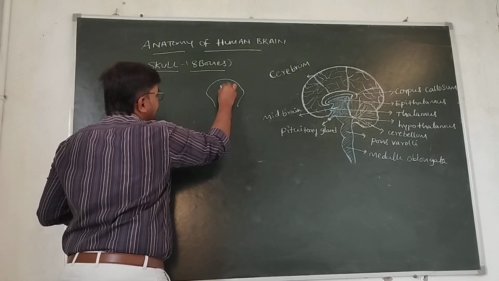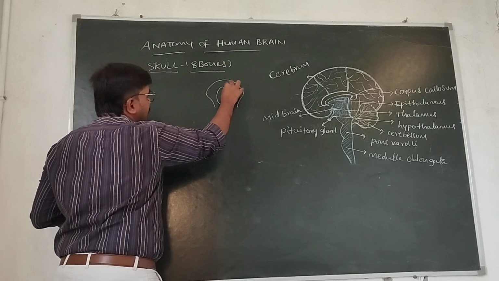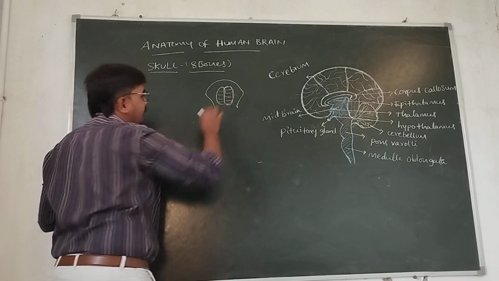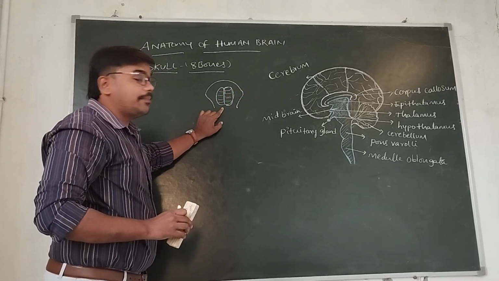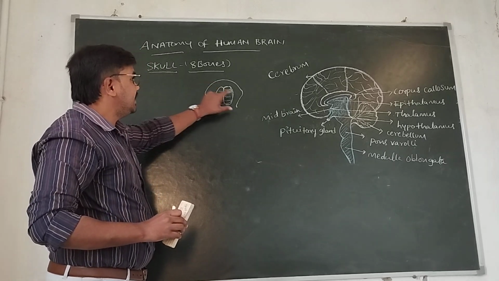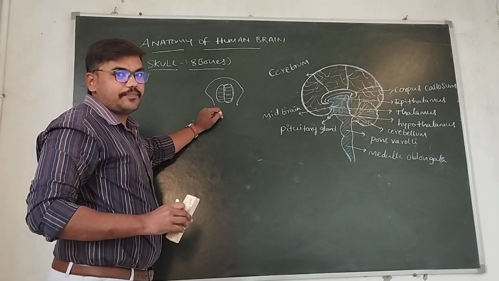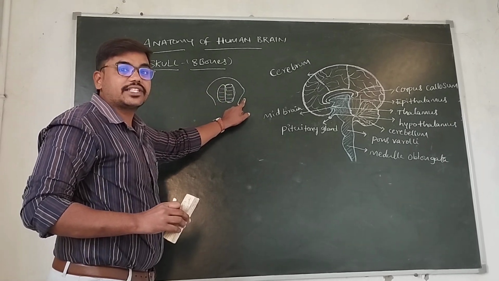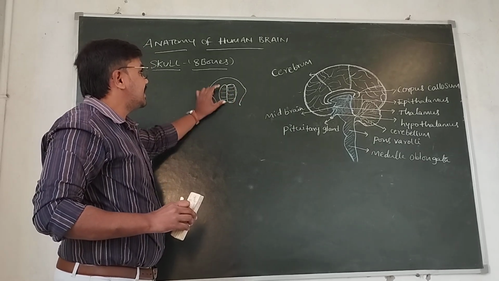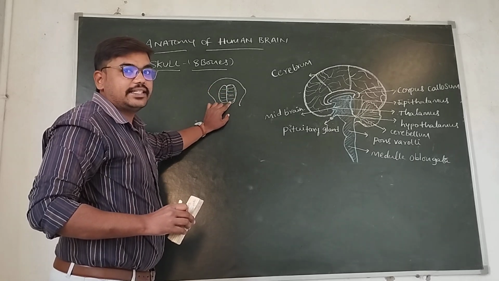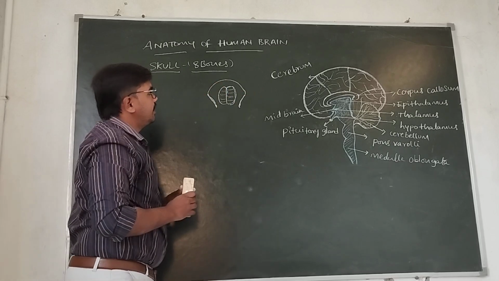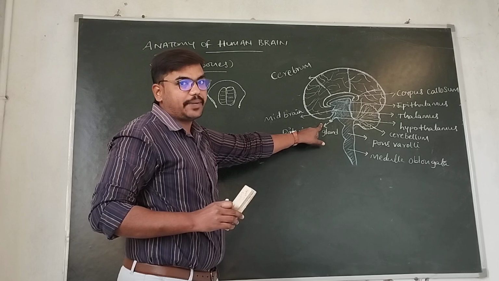Inside the skull, the soft tissue, the brain, is present. The brain is a very soft tissue, and it is also made up of a large amount of water. It floats inside the skull. The skull's main function is protection from injuries. So the brain is protected inside the skull.